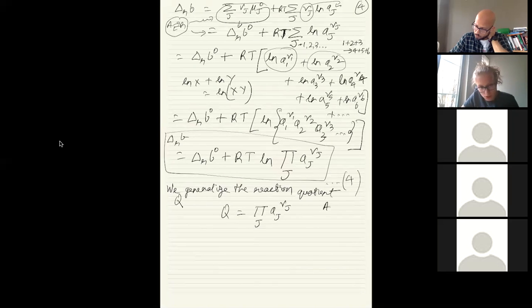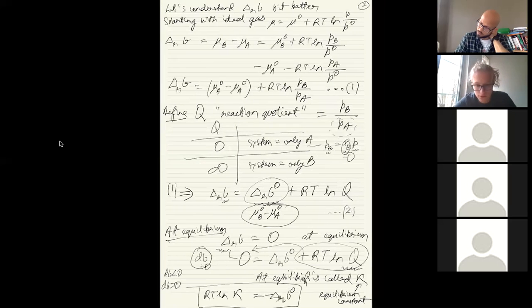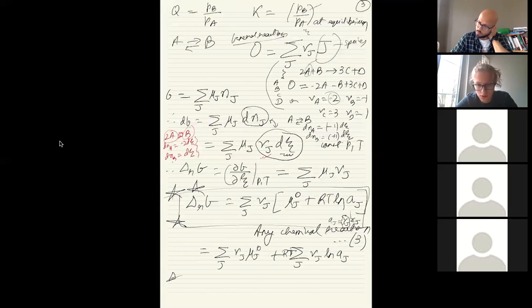To give you intuition, if you had A going to B, then this would be the product over A A to the power nu A multiplied by A B to the power nu B. In this case, nu A is minus 1, because reactants always have the negative sign and the products have the sign plus 1. So this is equal to A B by A A, and that is what we wrote down earlier. We wrote down Q is equal to P B by P A, but that is for ideal gas. For real gas, it is A B by A A.